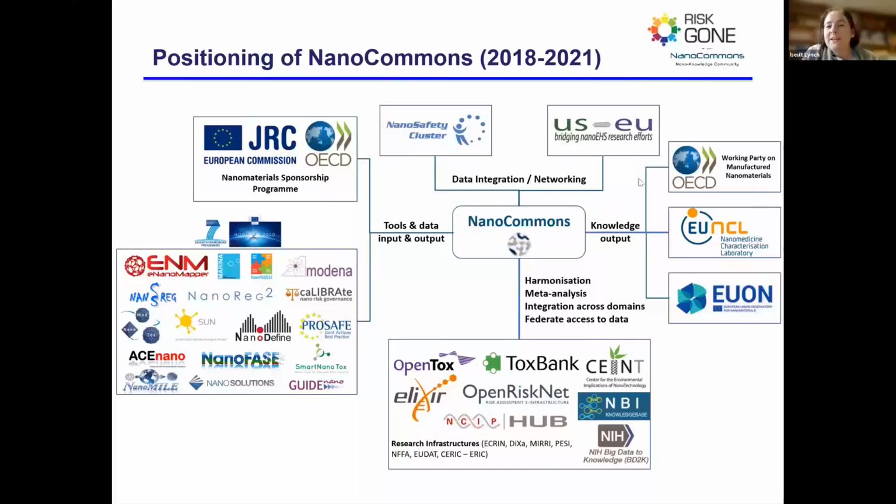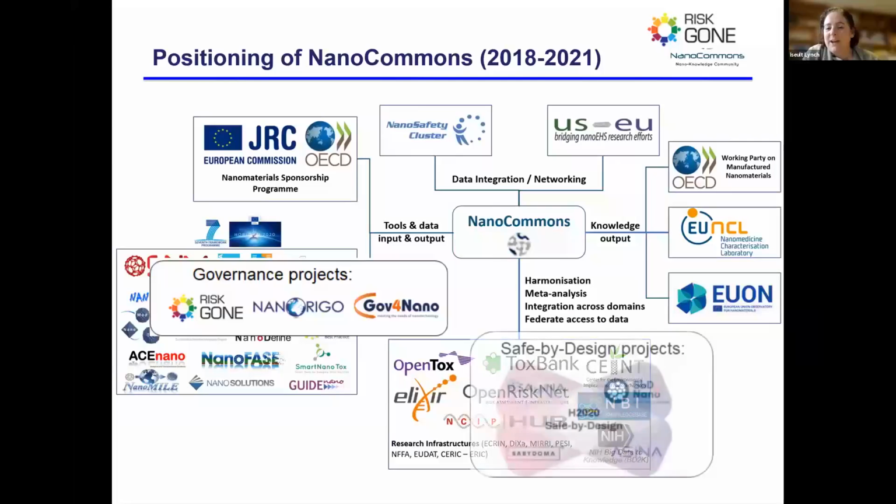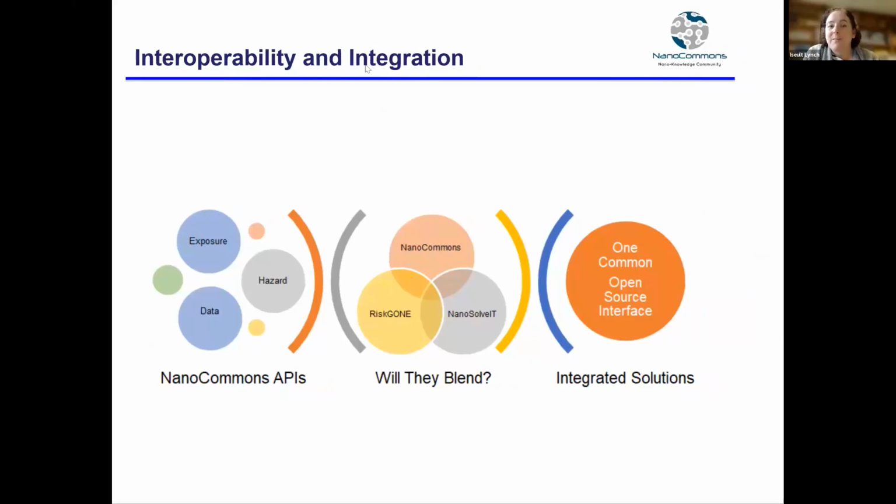But of course, in the intervening years between 2018 and 2021, a lot has changed. So we now have the cluster of governance projects, and we have the cluster of Safe by Design projects. So we see these two clusters along with the overarching nanosafety cluster as some of the key partners and stakeholders that we want to be working with and supporting in terms of accessing our tools and helping with sustainability of your tools.